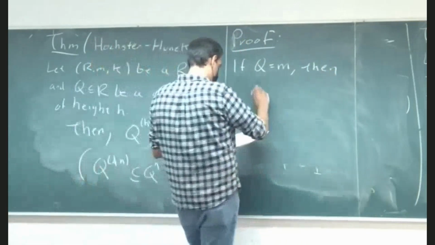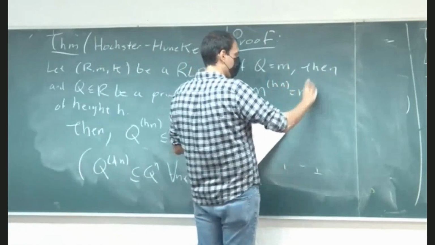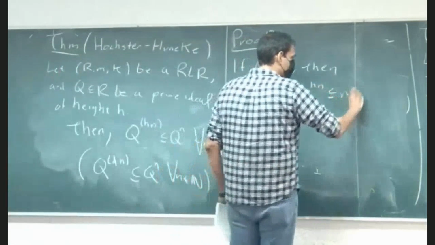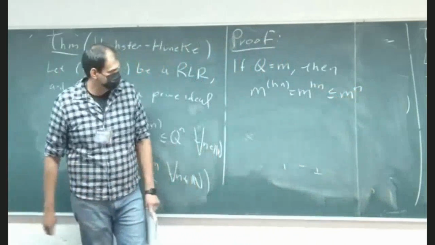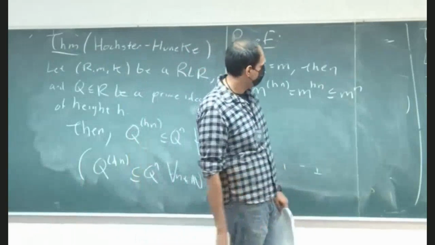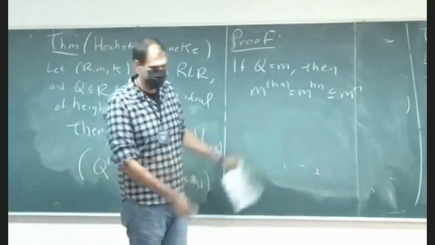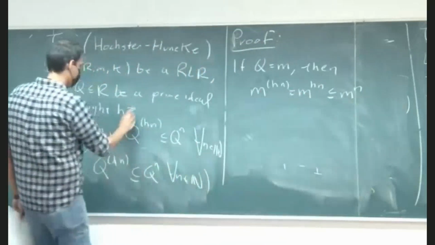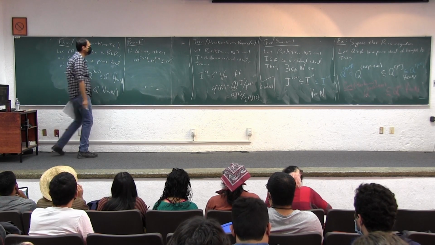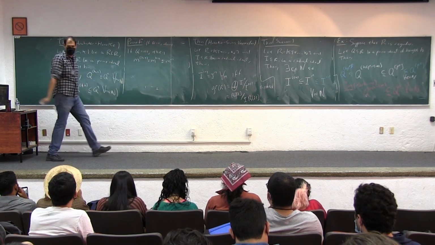So then the height is n, this is the same as n, no? Symbolic powers and ordinary powers are the same. Then this is contained in m to the n. I guess, yeah, even if h is equal, I guess h is different than 0 now, because otherwise, let me assume that it's not 0. But this is true even if it's 0. So, well, if q is equal to 0, done. Okay, what's q different than 0?